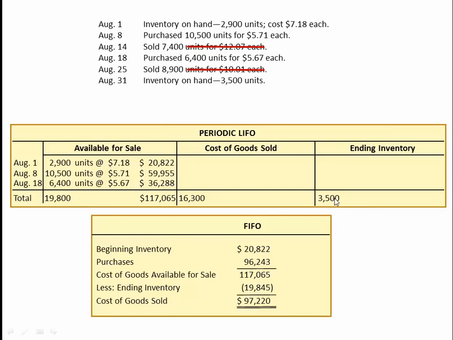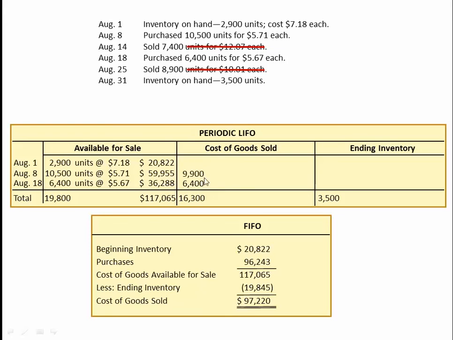And we get 3,500 because we already know these two numbers. Once you know these two numbers, the ending inventory is the difference. So available for sale can only be one of two things: cost of goods sold or ending inventory. That's it. So we take last in, first out. The last in was purchased at 6,400 units, and we're going to multiply that by 567. We need 16,300. So we got 6,400 there.